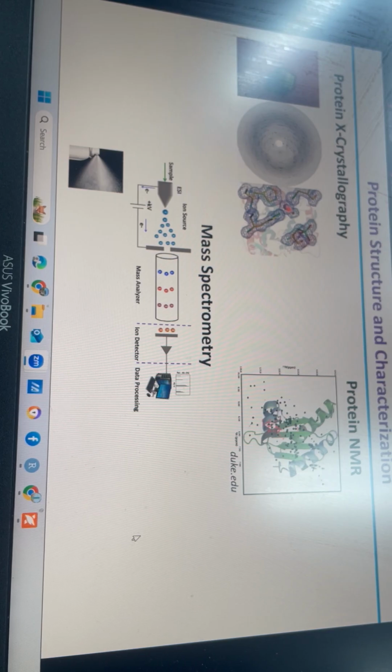So mass spec works a little bit differently. It transfers all the liquid sample to the gas phase, and then you have a mass analyzer that can measure the mass of the protein. So insulin has a different mass, cytochrome C or hemoglobin has a different mass, so it actually measures the mass of the protein. And then we have the ion detector. It measures the abundance, how many molecules are present in the sample. And then we have a data processing system that gives us the mass spectrum as a histogram.